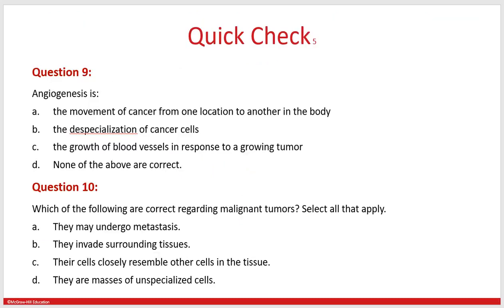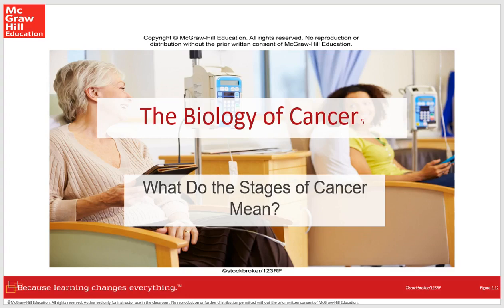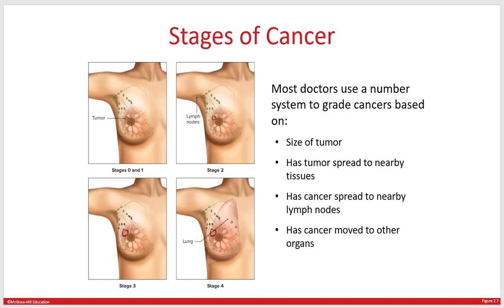Check your understanding here with these questions. What do the stages of cancer mean? Well, most doctors use a number system, typically stage 0, 1, 2, 3, and 4. And it's based on the size of the tumor. Has the tumor spread to nearby tissues? Has it spread to lymph nodes? And has it moved to other organs?